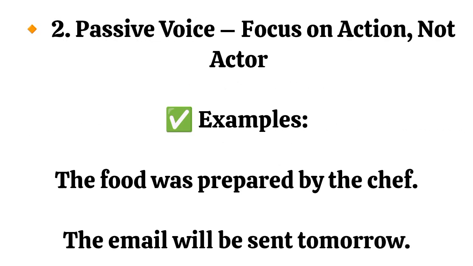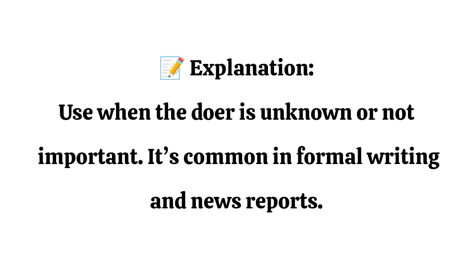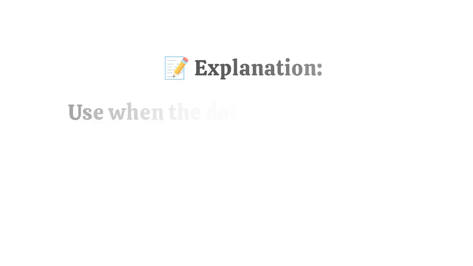2. Passive: focus on action, not actor. Examples: The food was prepared by the chef. The email will be sent tomorrow. Explanation: Use when the doer is unknown or not important. It's common in formal writing and news reports.